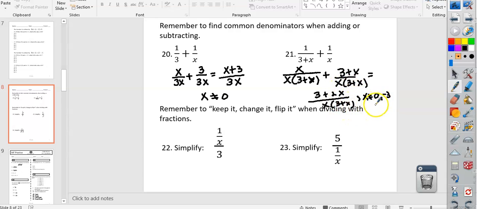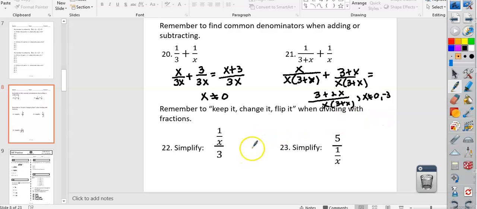Then to write your restrictions, you need to say to yourself, what would cause this denominator to turn into a 0, which would make it undefined? If this x was 0, it would wipe out everything, and it would cause this problem to be undefined. So we don't want x to equal 0. Or if this x was a -3, 3 plus -3 would give us a 0 in this spot, and 0 times anything is 0. So our other restriction would be -3.